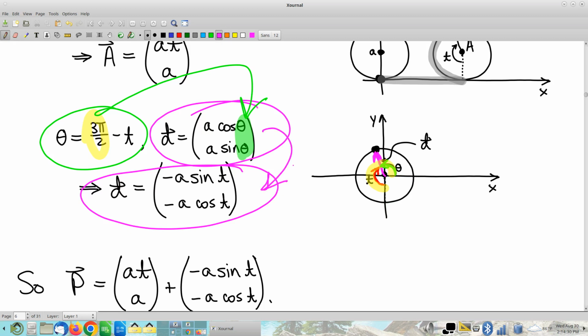here? How did I get from this formula in terms of theta, and then I plug in this theta, and all of a sudden I get this different formula in terms of t? What I did there is I used the angle addition formulas. So cosine of a plus b is a formula, and sine of a plus b is another formula.